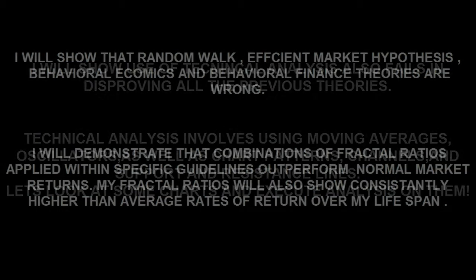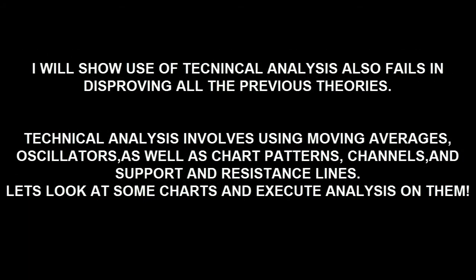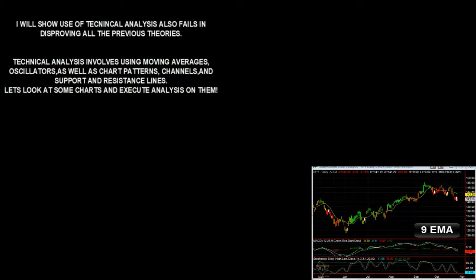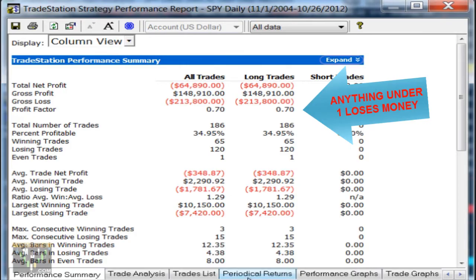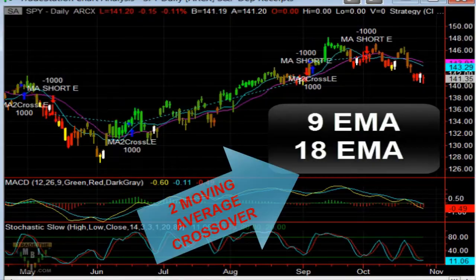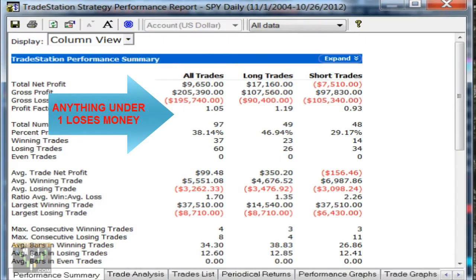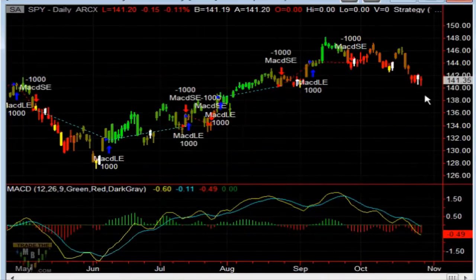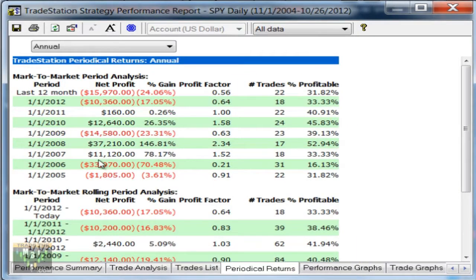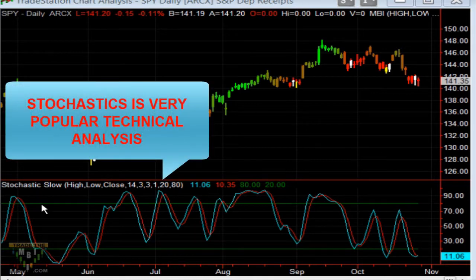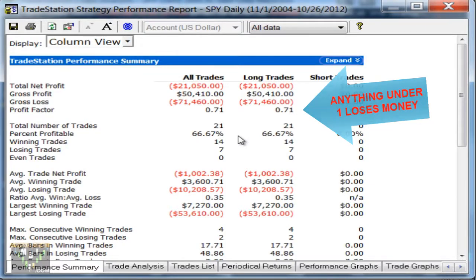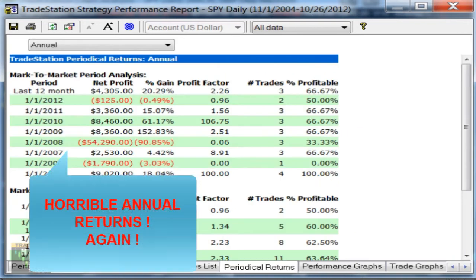By way of performance reports, I will show that some of the favorite technical analysis indicators are big money losers, but in some cases outperform the market in a 10-year period. Looking at charts and performance reports, anything under 1 loses money. Also, annual returns are horrible. These charts contain the most popular indicators. What you are seeing are performance reports proving that the random walk and the EMH are correct. While technical analysis is the most popular way to predict price, clearly I've shown it does not work. Let's talk about what does work.